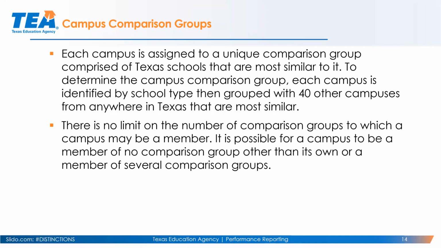Each campus in Texas is assigned to a unique comparison group comprised of Texas schools that are most similar to it. To determine the campus comparison group, each campus is identified by school type and then grouped with 40 other campuses from anywhere in Texas that are most similar. There is no limit to the number of comparison groups to which a campus may be a member of. It's possible for a campus to be a member of no comparison groups other than its own, or a member of several comparison groups.